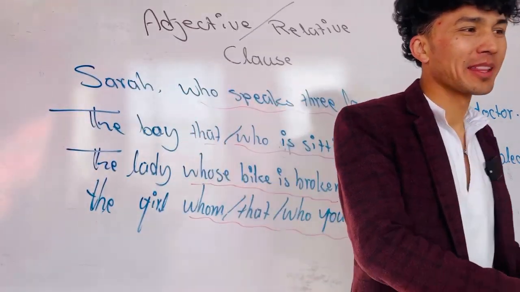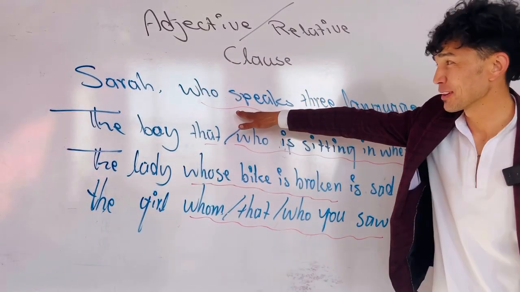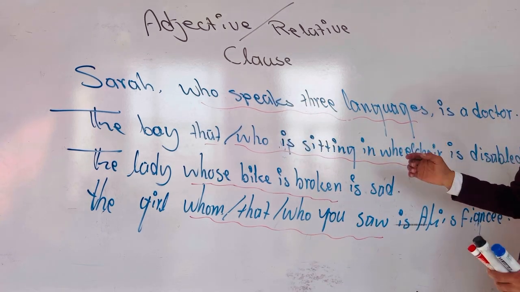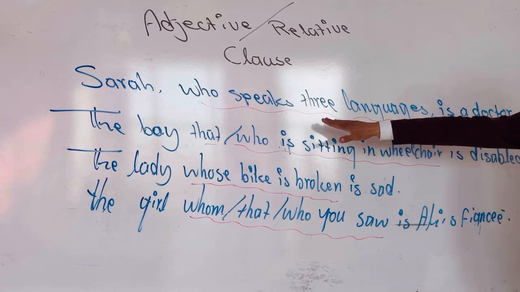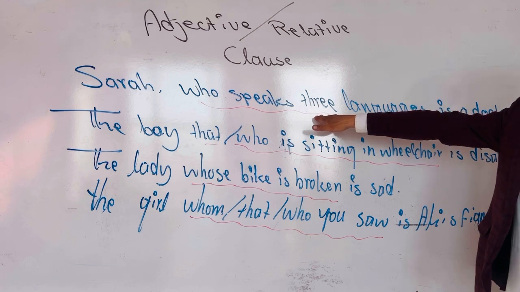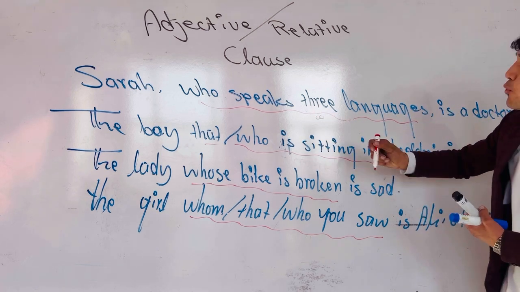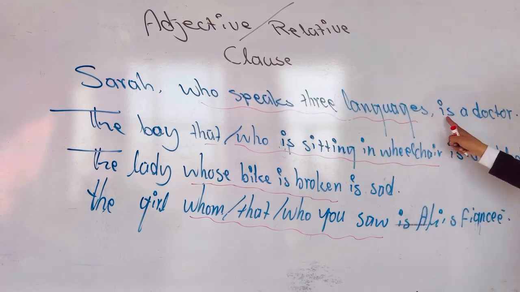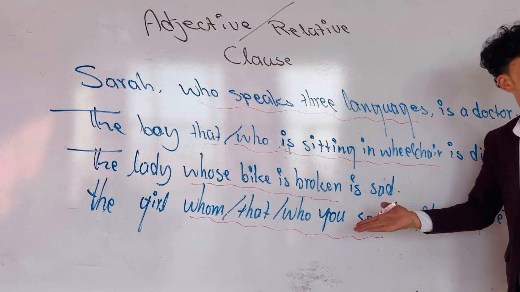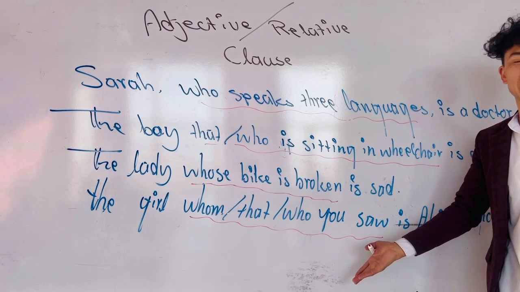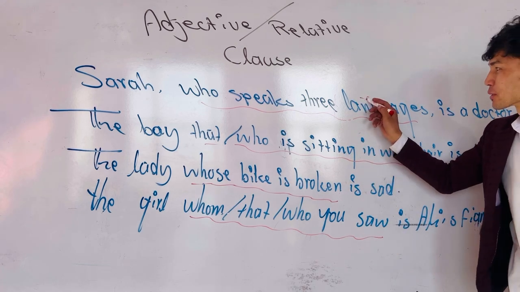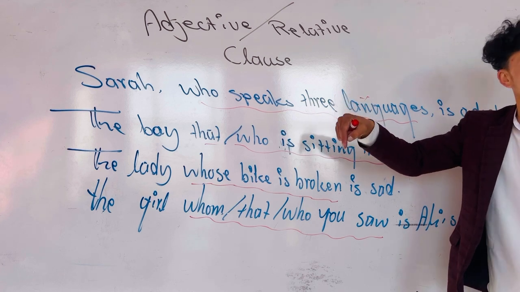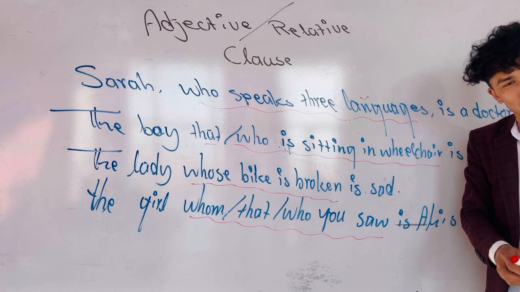Listen up here. The first example: Sarah, who speaks 3 languages, is a doctor. Is the information extra or necessary? Remove it. Let's see if the sentence still makes sense. Sarah is a doctor. Does it make sense? Sure it does. Well done. You can even remove this information from here, and the sentence still makes sense.